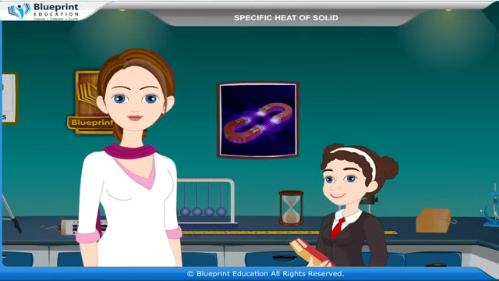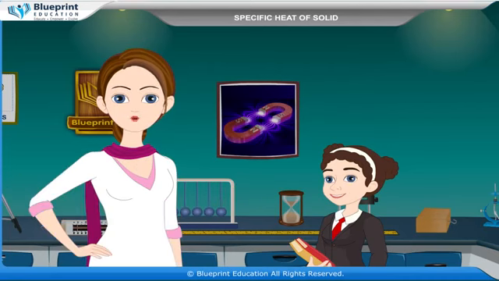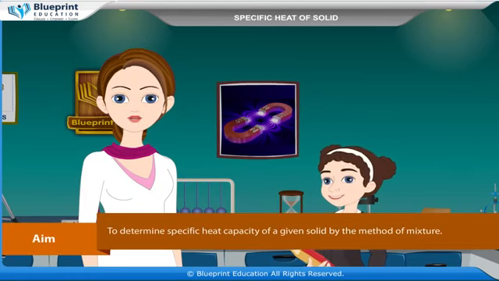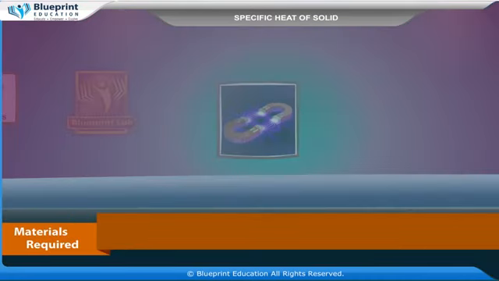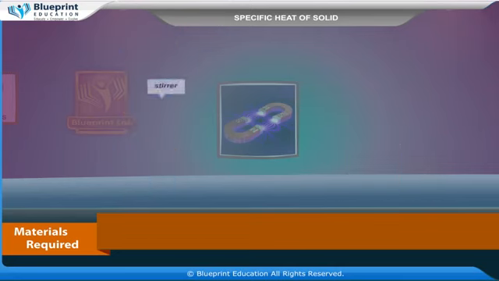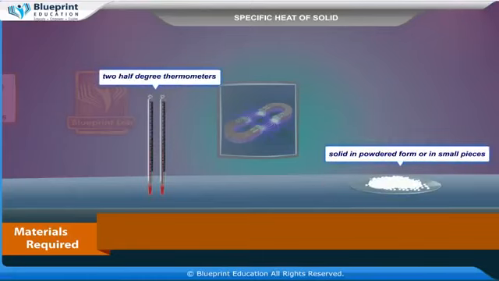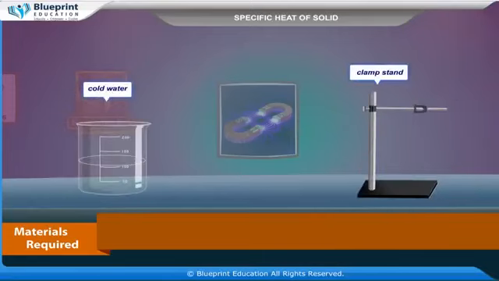Let's do an experiment to determine specific heat capacity of a given solid by the method of mixture. Our aim here is to determine specific heat capacity of a given solid by the method of mixture. Materials required are a hypsometer, calorimeter, stirrer, a lid, an outer jacket, 2 half-degree thermometers, given solid in powdered form or in small pieces, balance, weight box, cold water, clamp stand.